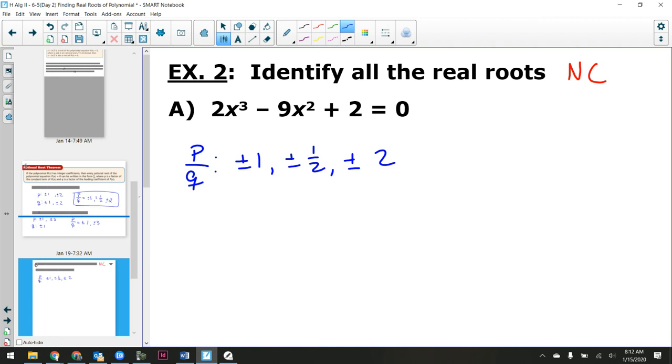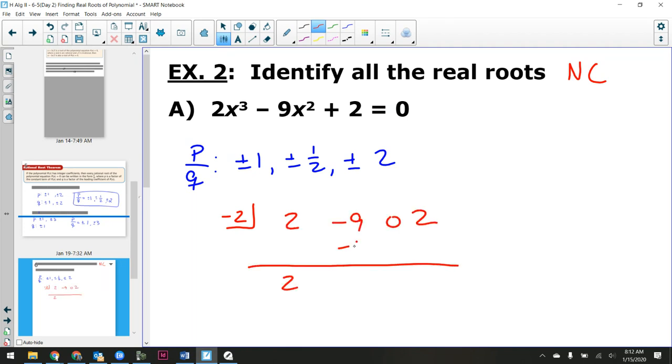Who thinks they're a good guesser? Okay, what do you think? -2. He's going to say -2. Let's check -2. 2, -9, 0, and 2. We've got a 2, a -4, a -13, a +26. Uh-oh, things are getting out of hand. Is this going to work? Nope. So is -2 a root? No. Let's pick something else. Here's what I'll do. I like to just erase this and choose another thing to put in the box.